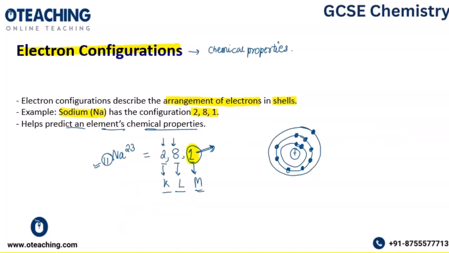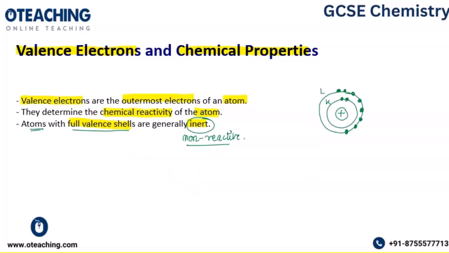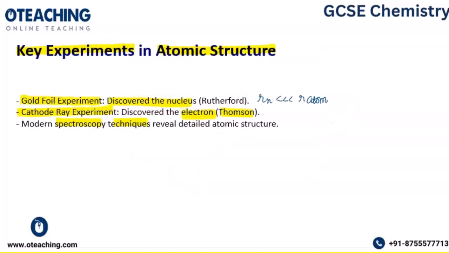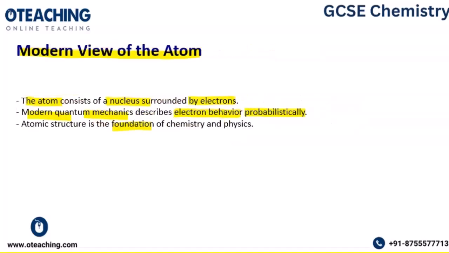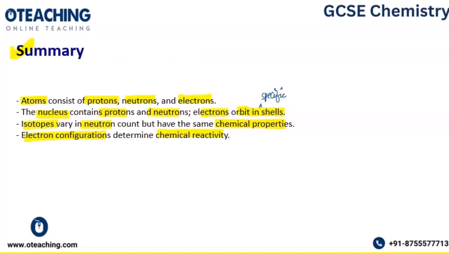Then we studied electronic configuration, how to write the electronic configuration of different elements. After that, valence electrons, which are the outermost electrons. And then key experiments in atomic structure, applications of atomic structure, the modern view of the atom, that is modern quantum mechanics, and after that, the summary.